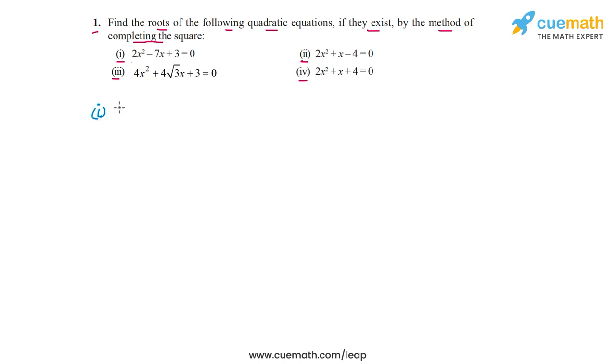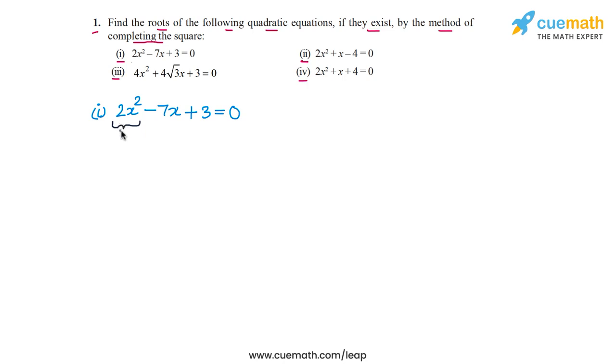In the first part, the quadratic equation is 2x square minus 7x plus 3 equal to 0. Now, how can you complete the square for this quadratic equation? The x square term is 2x square, which is not a perfect square. So what we need is for this term to be a perfect square. There are 2 ways to do it.